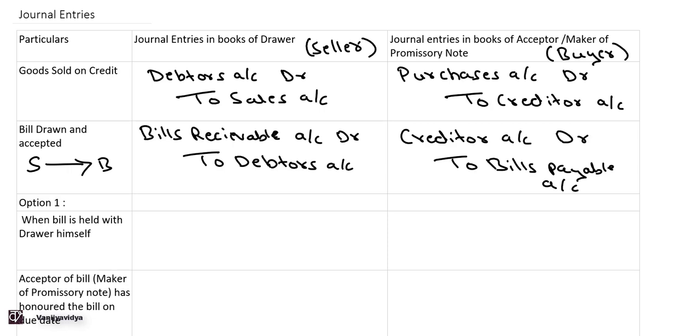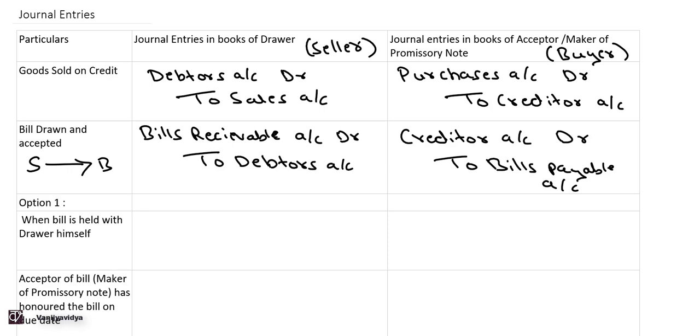Same happened in the books of buyer also. What has happened is we had passed the purchase entry wherein the liability was created and the amount was payable to the creditor. Now we have debited this creditor account and we have credited the bills payable account. So the liability is created in the form of bills payable and it is reduced from that creditors account.